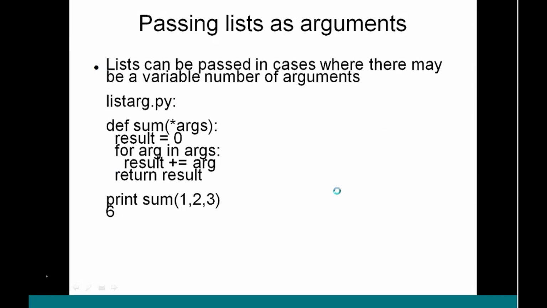So how do we pass lists as arguments? A list can be passed in cases where there may be a variable number of arguments. This is something that we saw in Tcl as well, where we specify a special parameter to a function, and then you can pass the arguments. Here there's a list_arg.py.